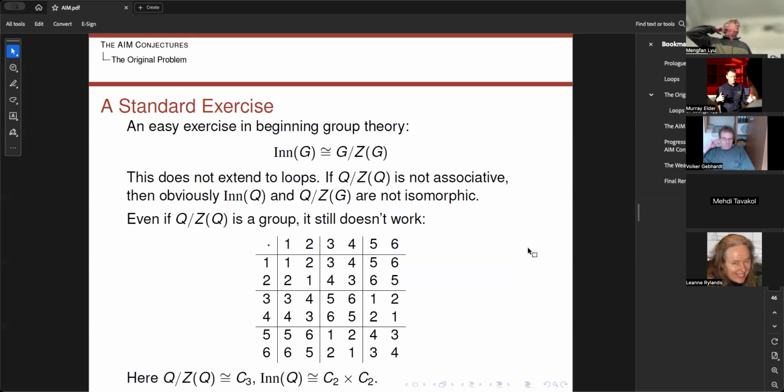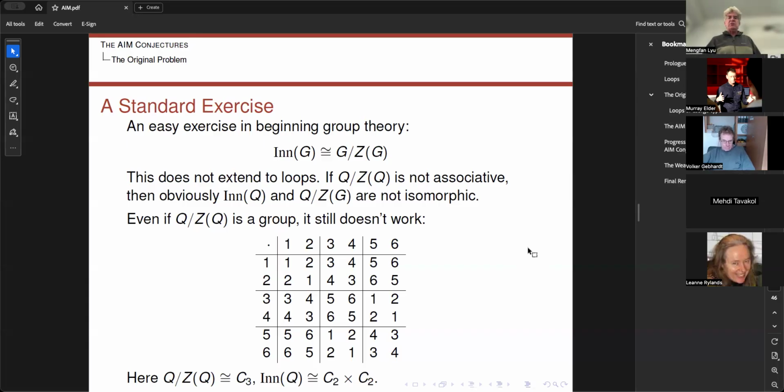The exercise is that the inner automorphism group of a group is, in fact, isomorphic to the group mod its center. This is often given as an exercise in a first course in abstract algebra. This isn't true in loops. And it's not true in loops for a couple of reasons. First of all, the right-hand side doesn't even have to be associative, so it can't possibly be isomorphic to a group. And secondly, even if it is associative, that still doesn't mean anything. Here's an example of a case where the factor by the center is associative, but that and the inner mapping group turn out to be 2 completely different groups.